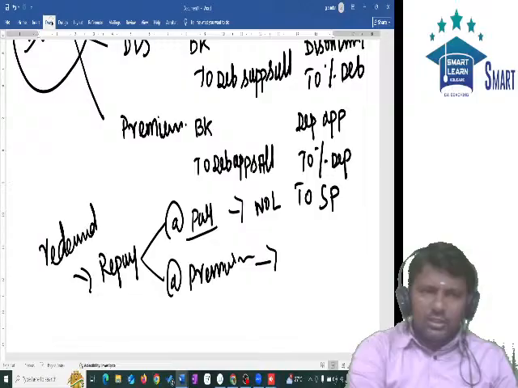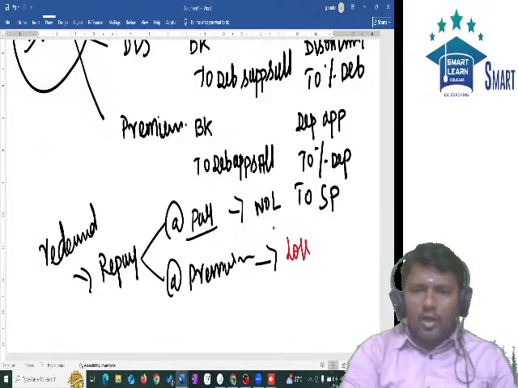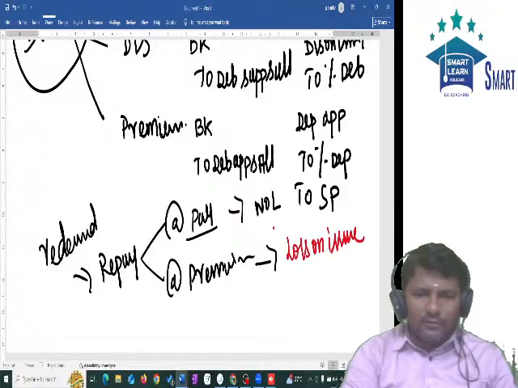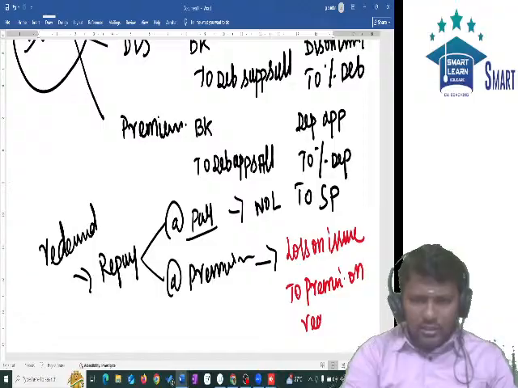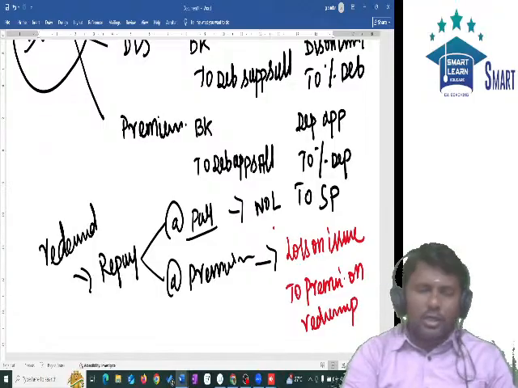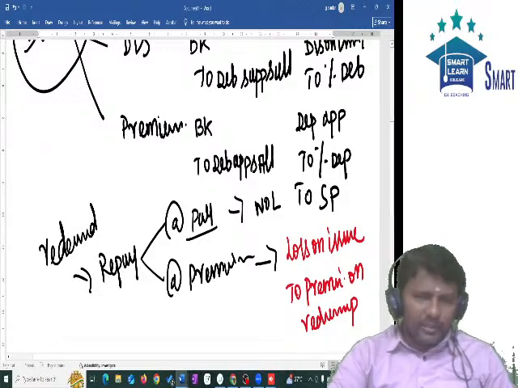In addition to the previous entry, one more entry will come. What is the entry? Loss on issue of debentures account debit to premium on redemption of debenture. Like this, we will be passing one entry.